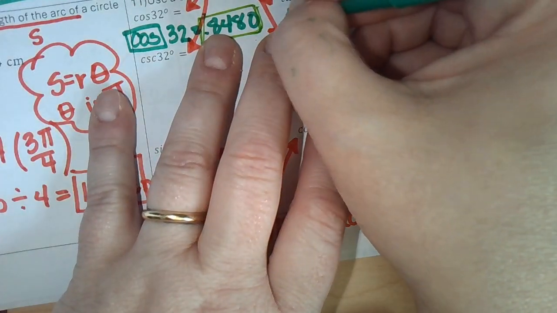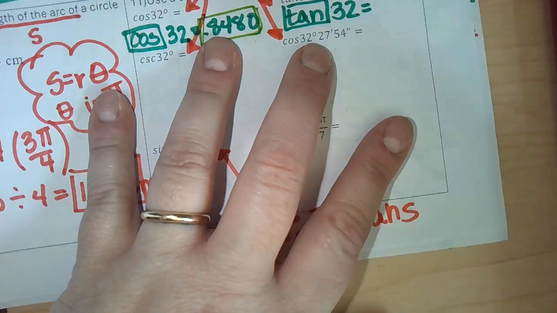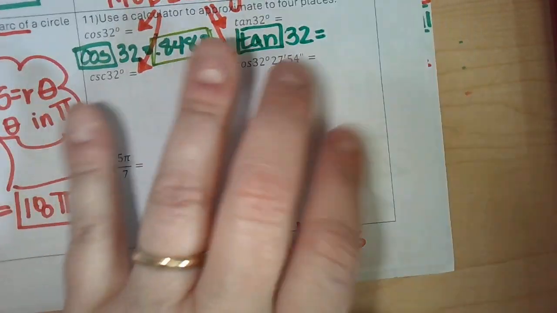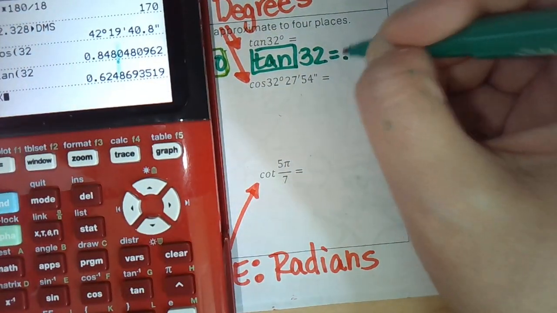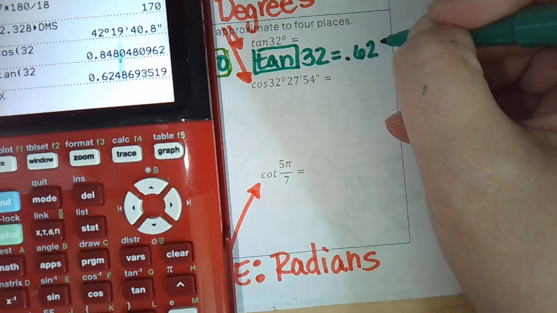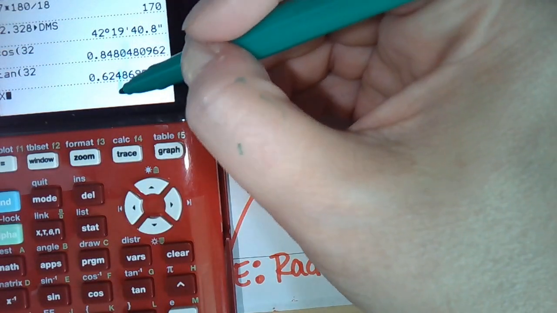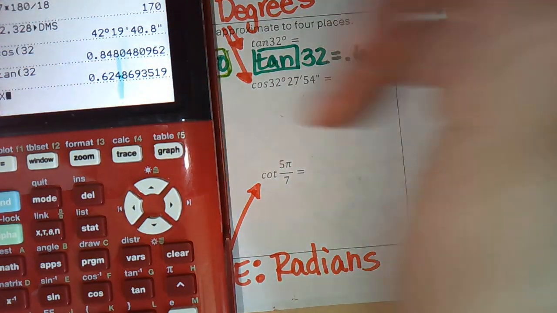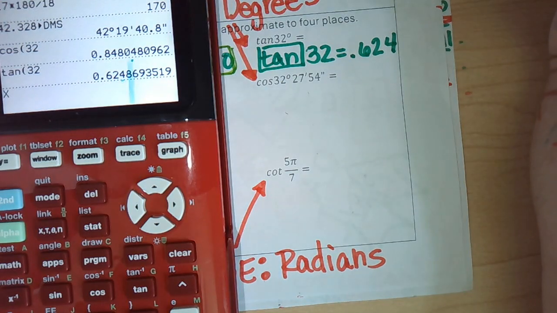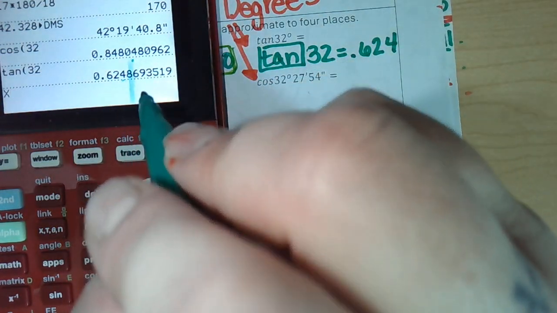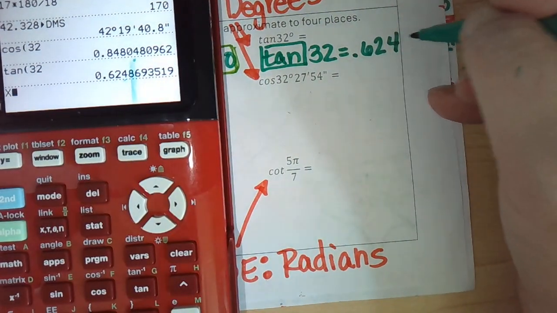For tangent, pretty much the same thing. The tangent button, then 32. And I got 0.624. And then that 8 is in the 4th spot. Yeah, there we go. So we look at the 6, and the 6 says 5 or more, up the score. So we're going to up that score of the 8 to a 9.